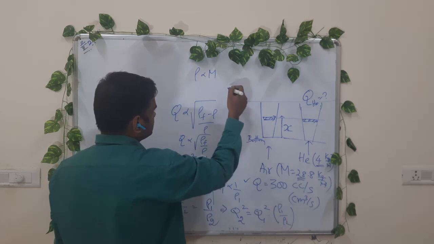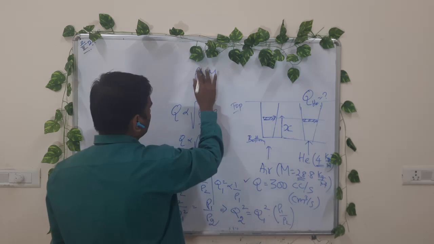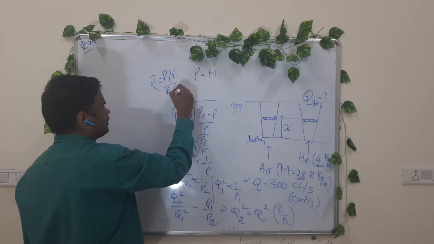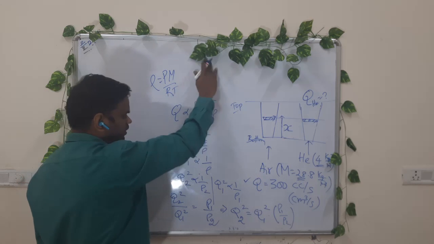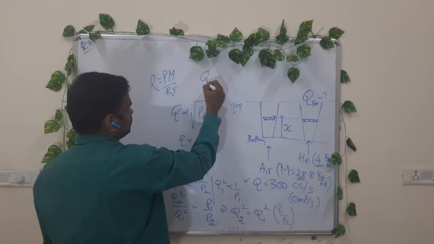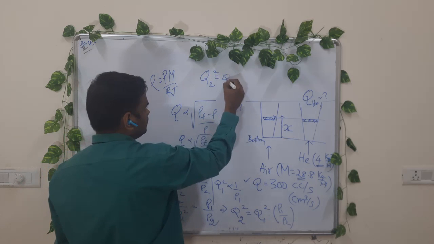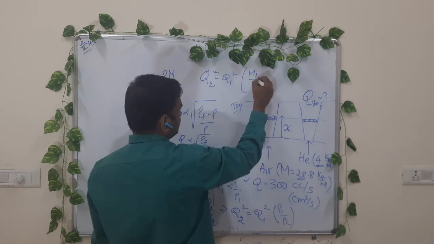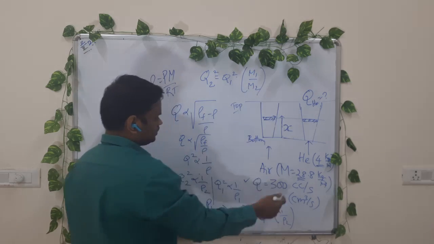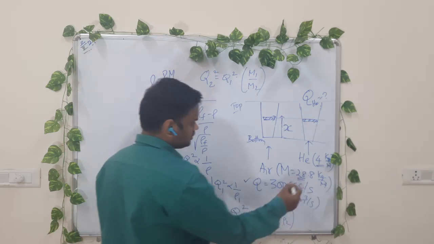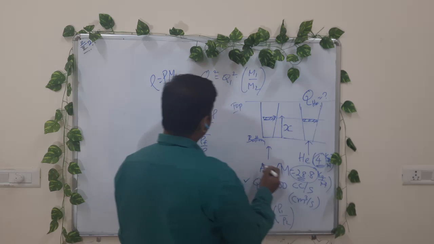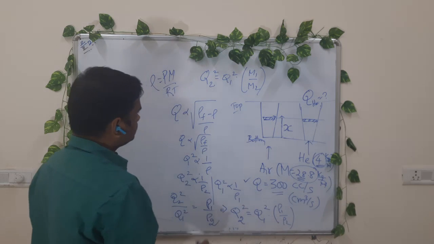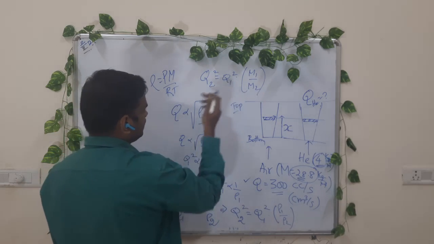Because we know that rho equal to Pm by RT, that way rho is proportional to m. So what we can write is Q2 square is equal to Q1 square into m1 by m2. And we know the molecular weights 28.8 and 4, and Q1 is given as 300 cc per second. So Q2 square can be calculated.